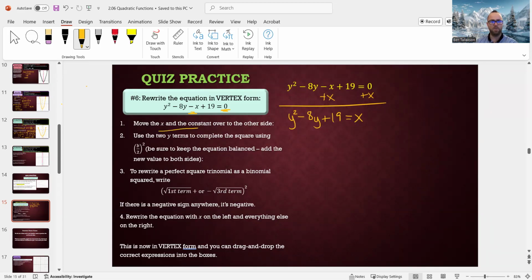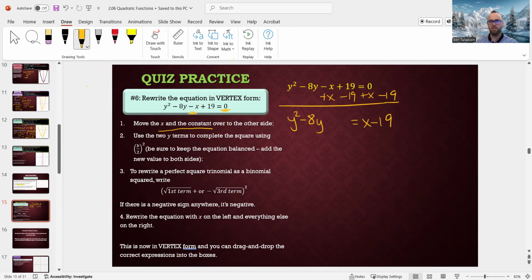We didn't need to only move the x, we also need to move the constant. I'm going to rewind and do that in the same step. Minus 19, minus 19. Okay? Why? These are just the steps when completing the square.